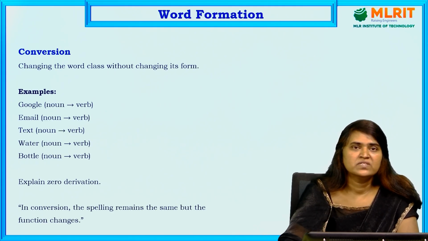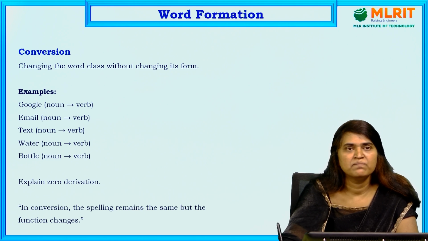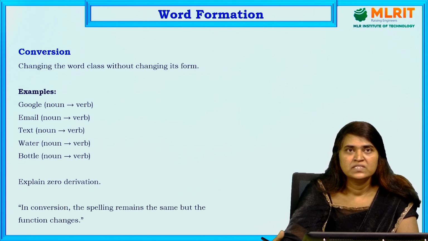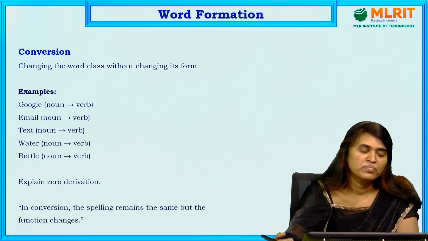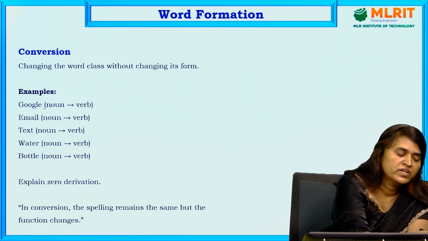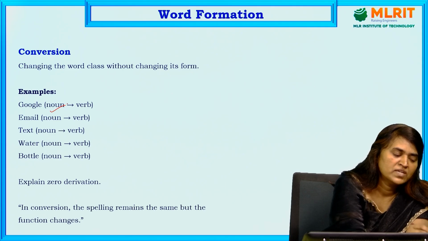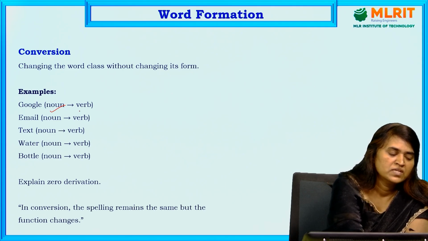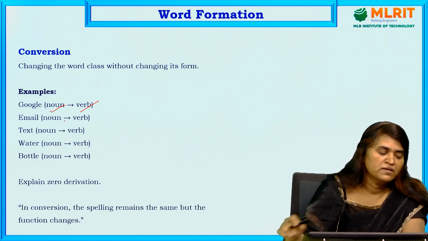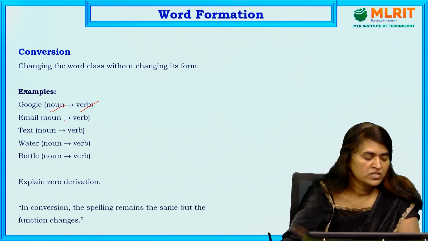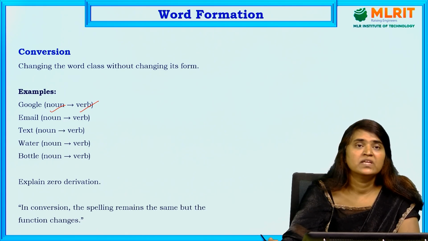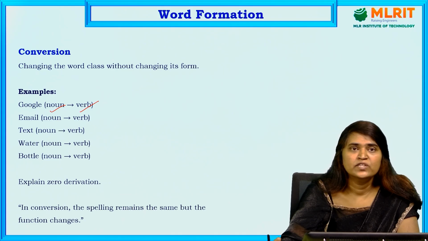Conversion. In conversion, the spelling remains the same, but the function changes. So here, the word class changes without changing its form. For example, Google. We can use it as a noun, and at the same time, we can use it as a verb. Like email, text, and water bottle, all these examples. Here, there is zero derivation.